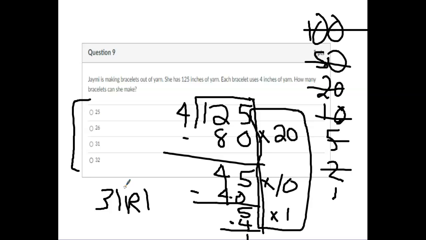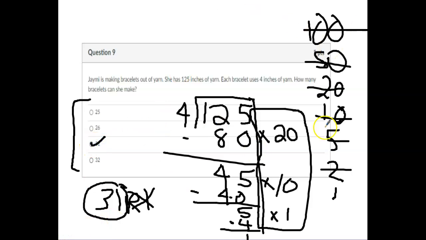It's asking how many bracelets can she make? So I know she can make 31 bracelets and she has a little bit of yarn left over. So she can't do anything with this 1 inch of yarn. She can't make another bracelet with that 1 inch of yarn. So she only can make 31 bracelets. So C would be your answer.